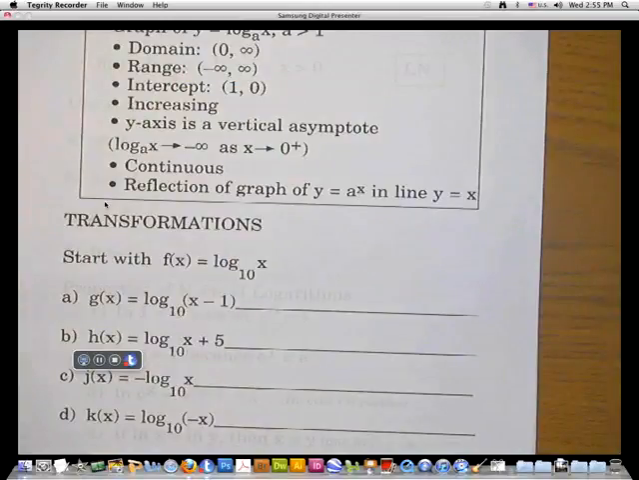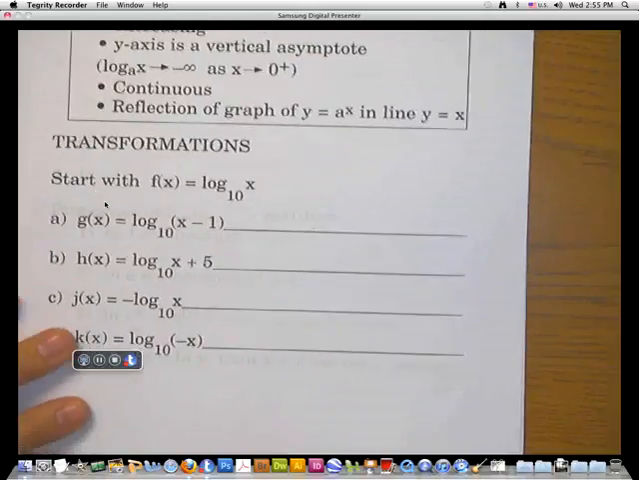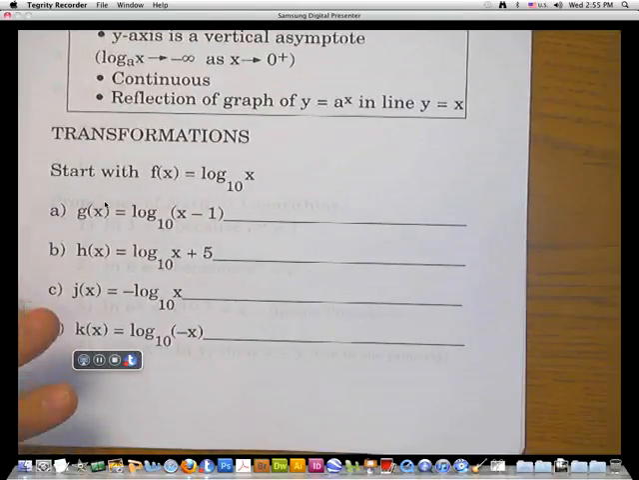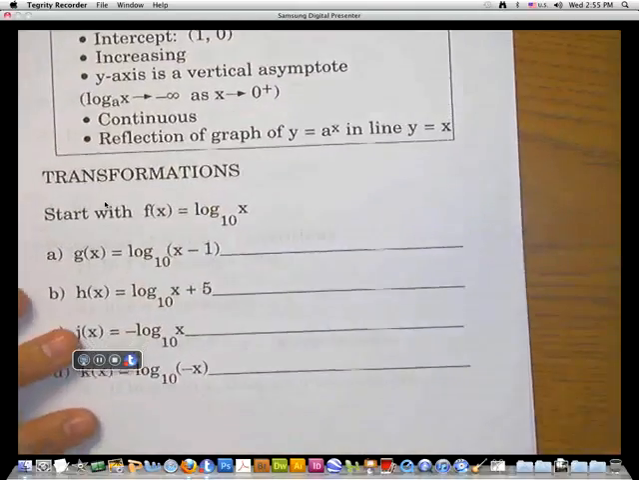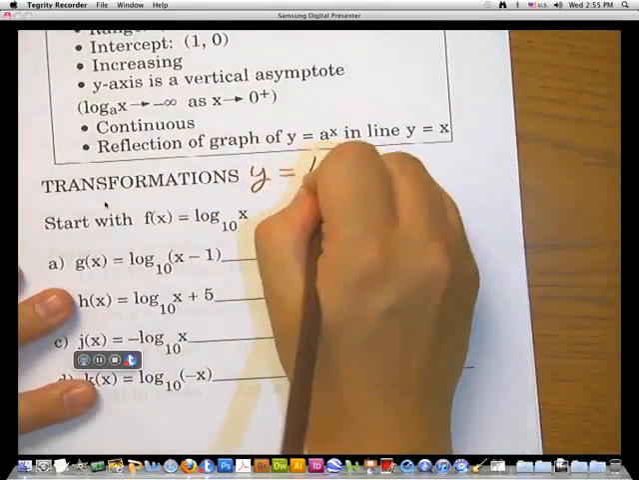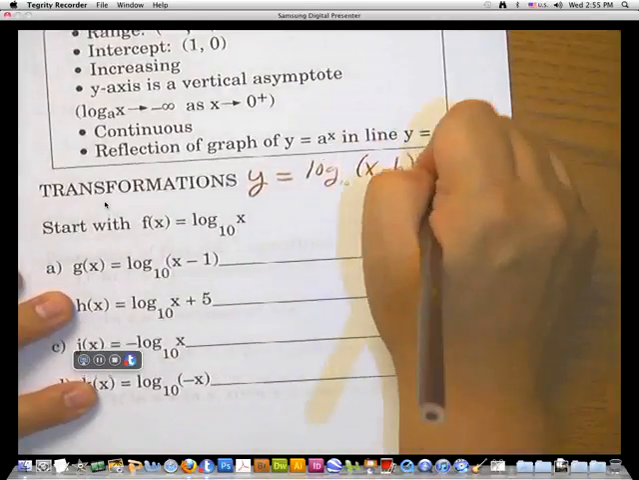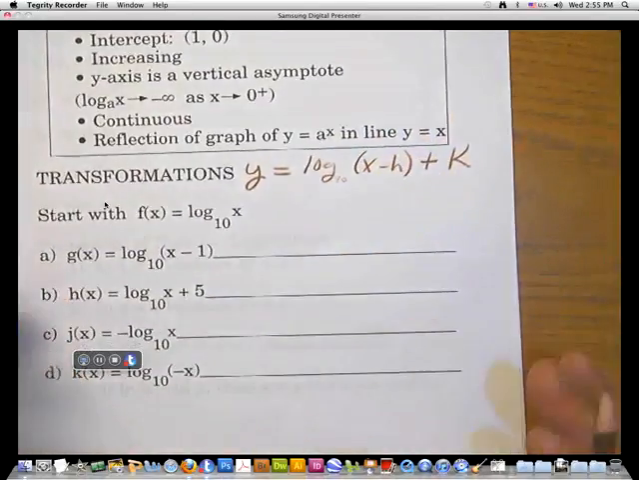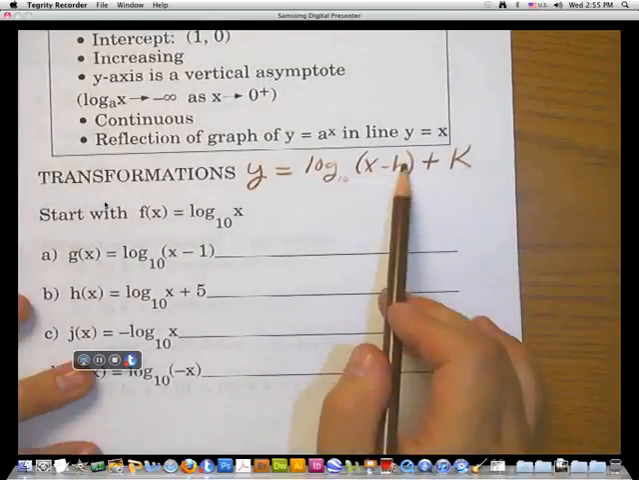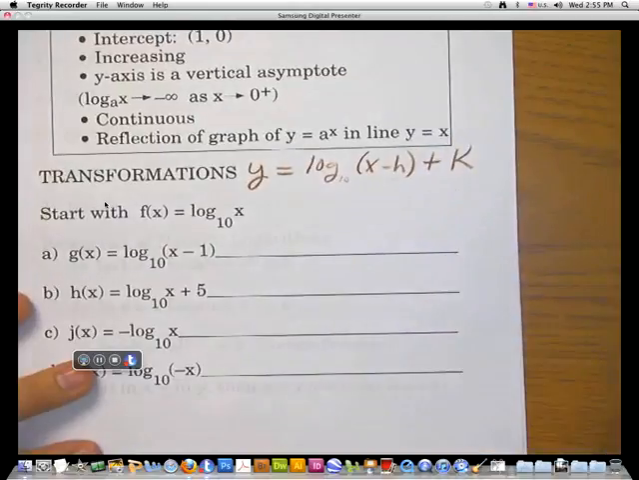So on this next page where it talks about the basic characteristics of our log function, it's the inverse of our basic characteristics of the exponential function. We are still going to do things with the logs that we've been doing with our exponentials, with all of our polynomials, and that's going to be transformations. So here's our general y equals log base 10 of x minus h plus k, and it maintains the exact same principle. H's are going to move me left and right, opposite sign. K's are going to move me up and down, same sign.